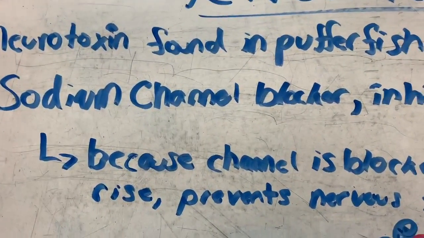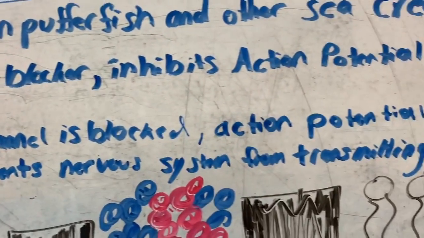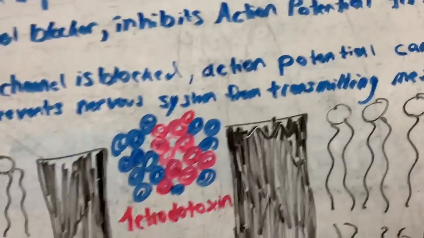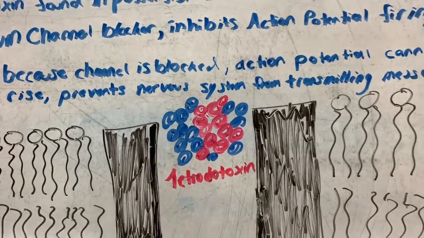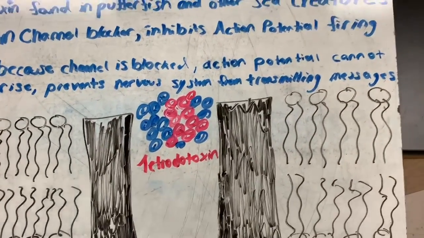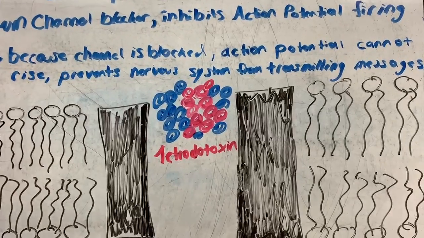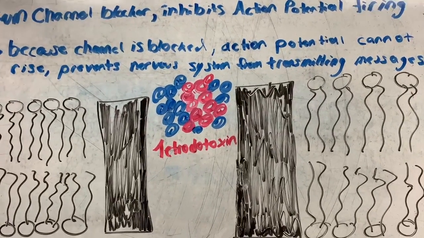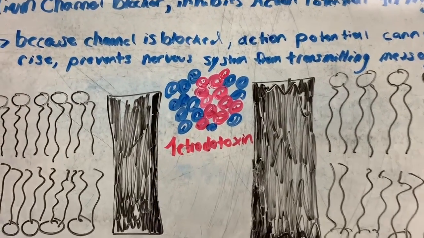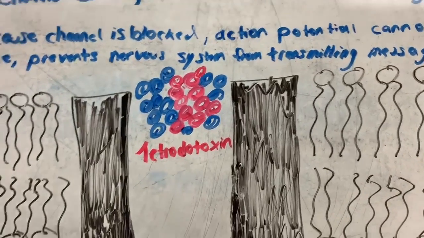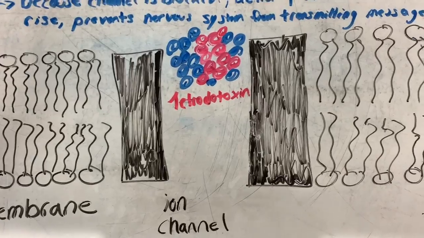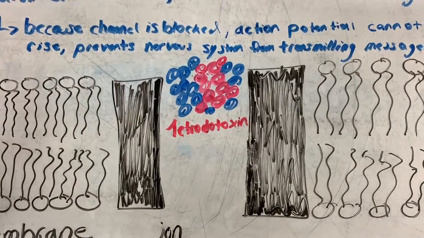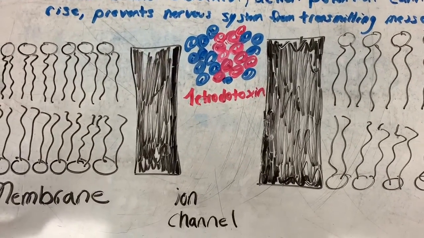What's going to happen is that it inhibits the action potential firing, and because the sodium channel is blocked, the sodium ions cannot pass, and so the action potential cannot rise. When the action potential is not able to rise, it prevents the nervous system from transmitting messages. And when the nervous system cannot transmit those messages, and the sodium ions cannot pass through the channel, it leads to paralysis in the organism.